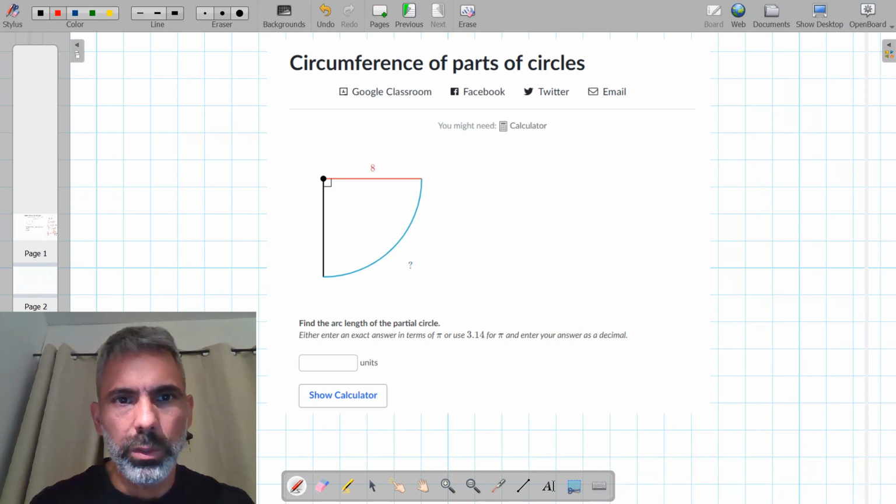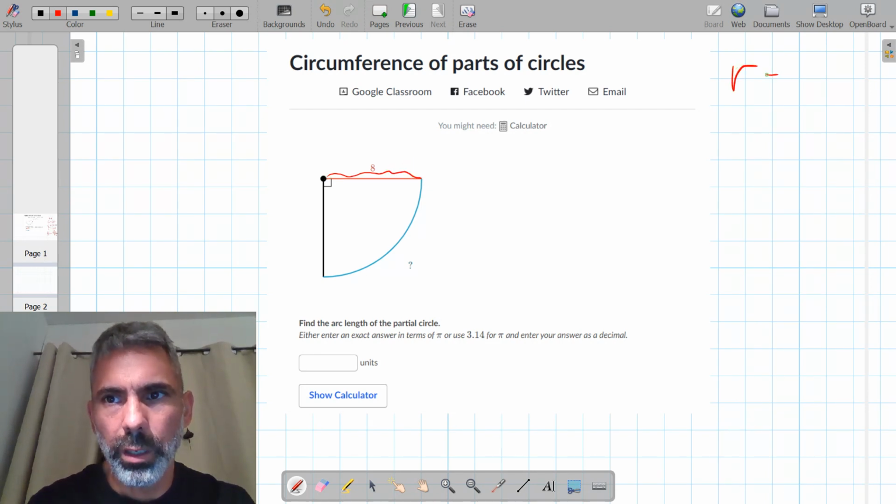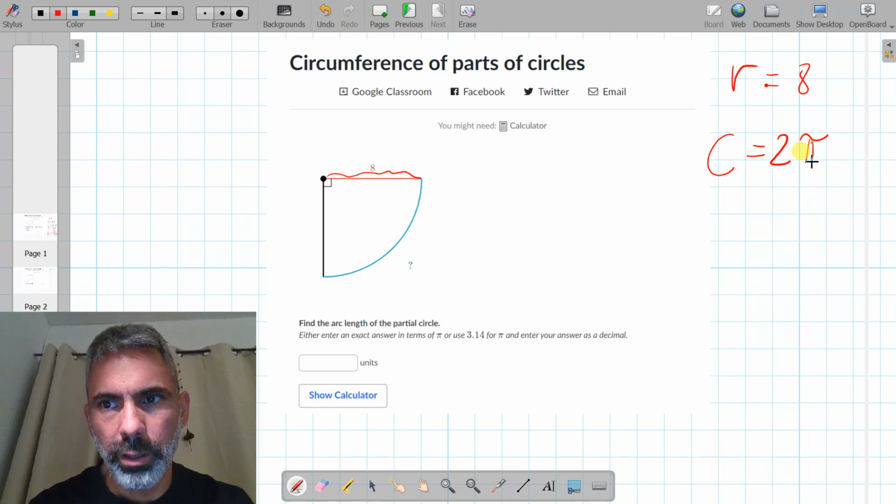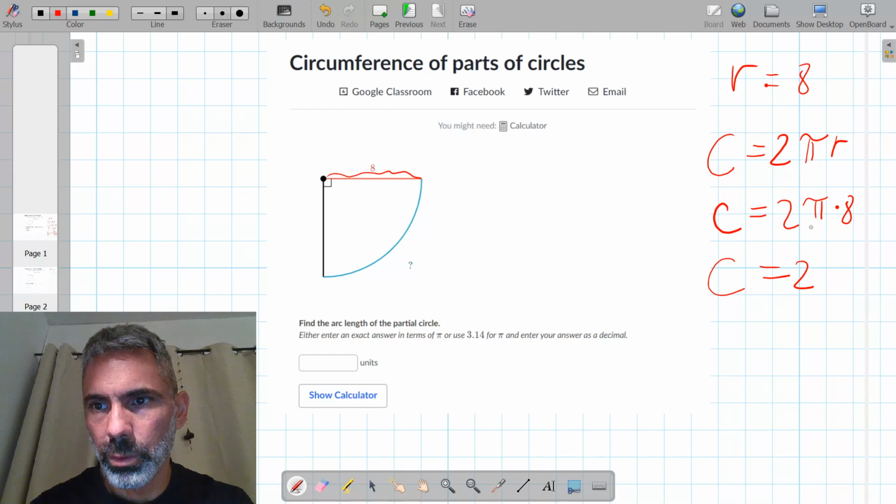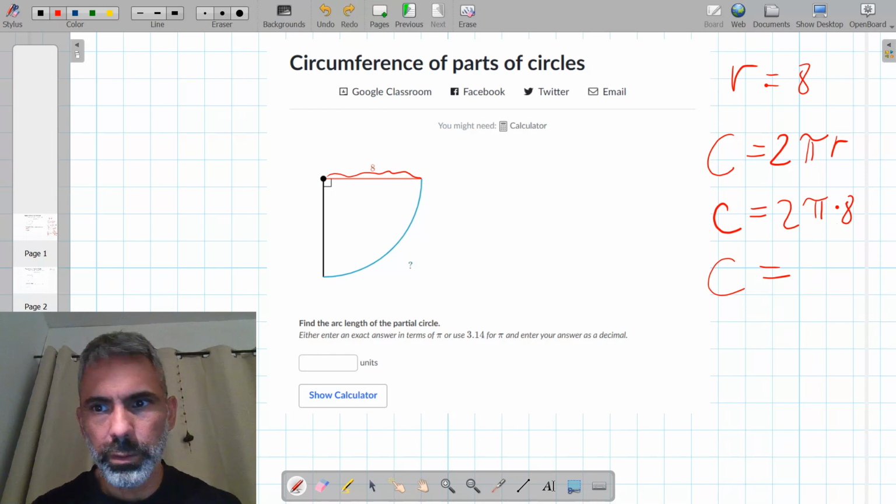So the radius here is 8. This is the radius, so r equals 8. And we need to find the length of the arc, which is a quarter of the circumference. So the full circumference is 2 pi r, and r is 8, so the full circumference is 2 pi times 8, because I plugged in 8 instead of r. So 2 times 8 is 16, and the full circumference is 16 pi.